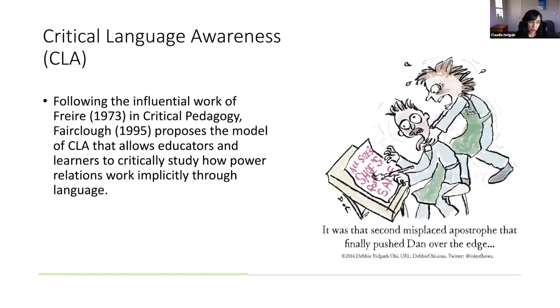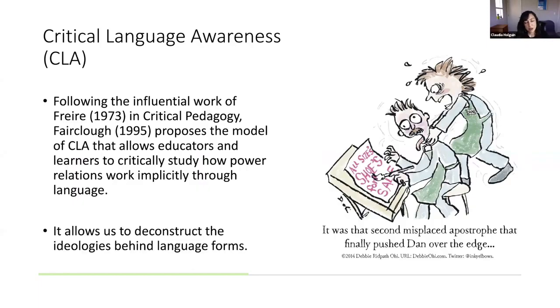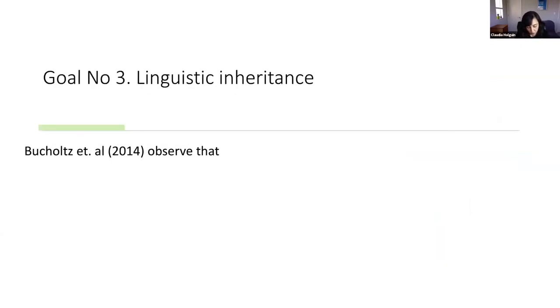So Norman Fairclough proposes the model of critical language awareness that allows educators and learners to critically study how power relations work implicitly through language. Critical language awareness allows us to deconstruct ideologies behind language forms. And I will say that it allows us to deconstruct the emotions behind language forms, right? We are so invested emotionally in these forms as correct many times, and so many times we harm students because of this emotional investment in these ideologies.